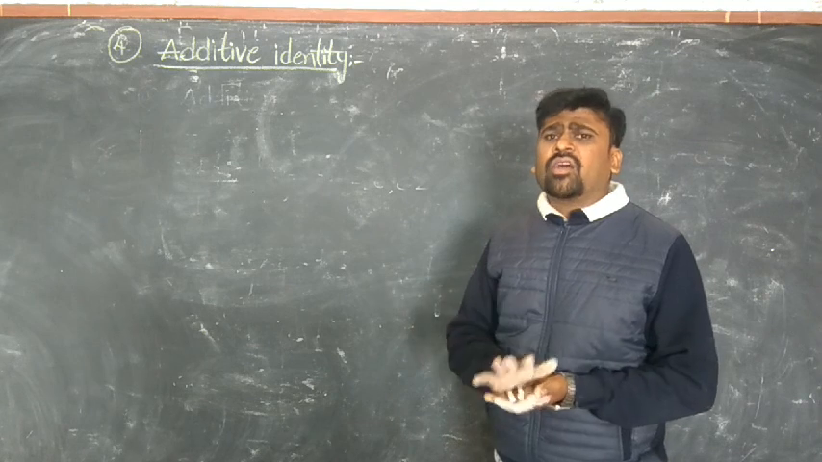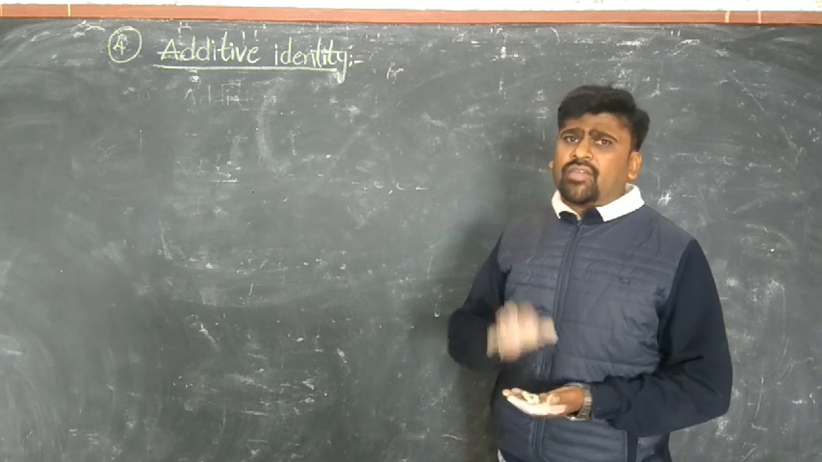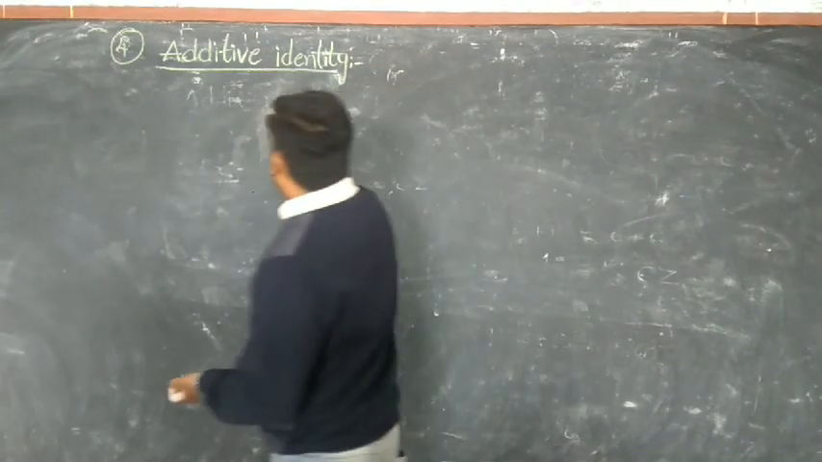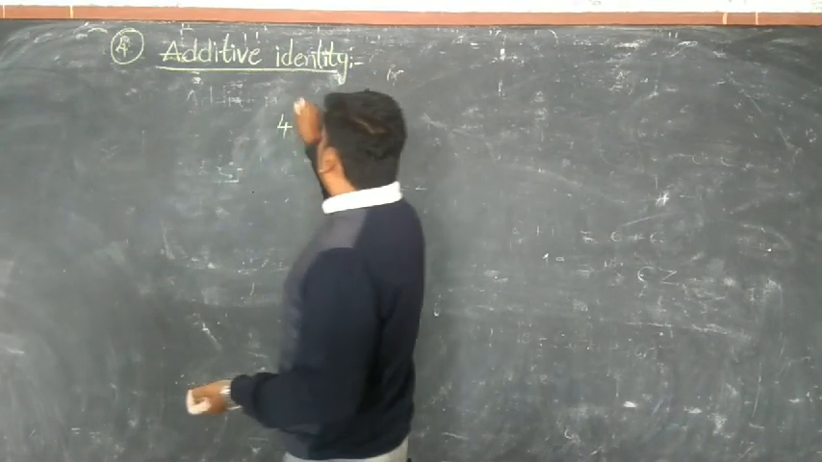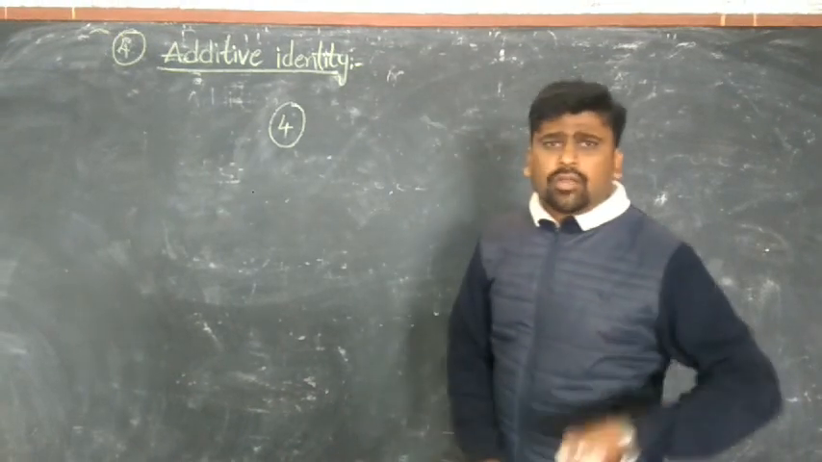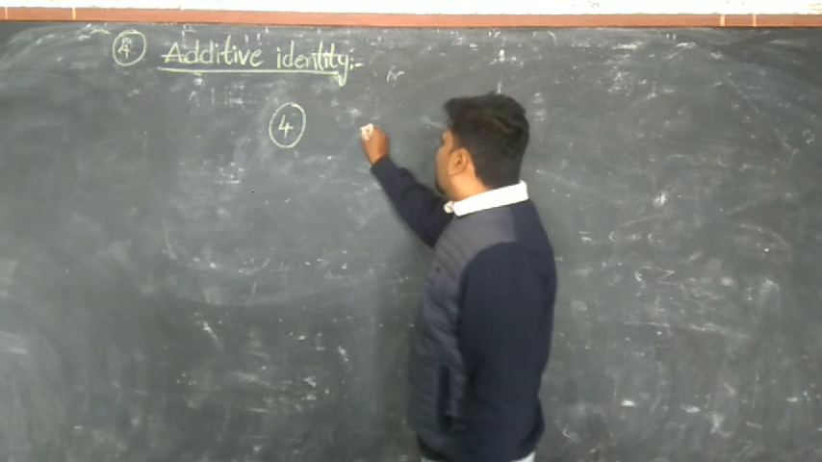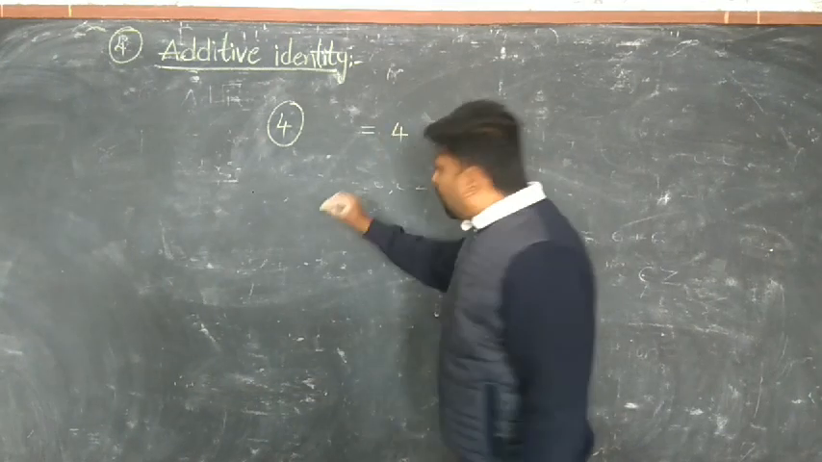What is the meaning of additive identity? I will ask one question for you. If you take any number, for example 4. Clear? For example, I will take one example, 4. The answer I want again is 4.